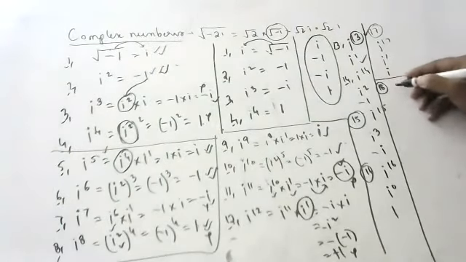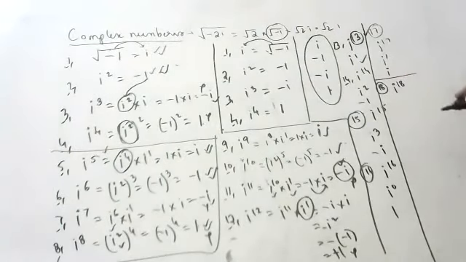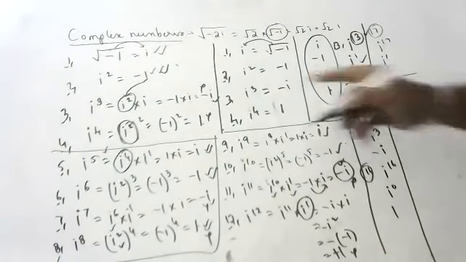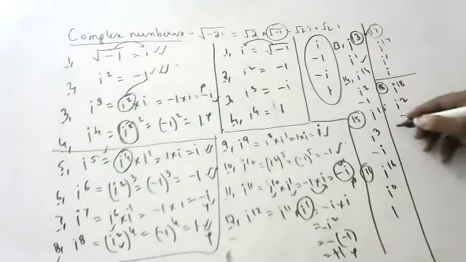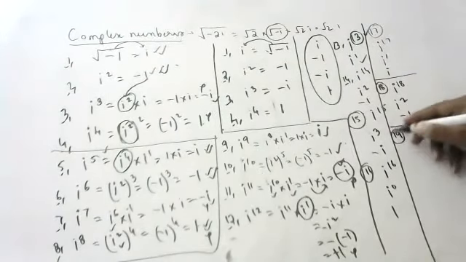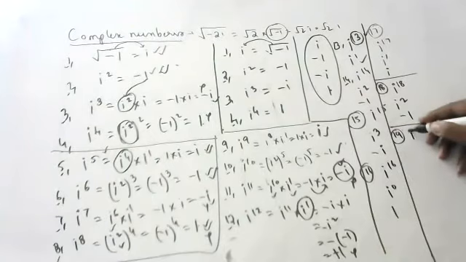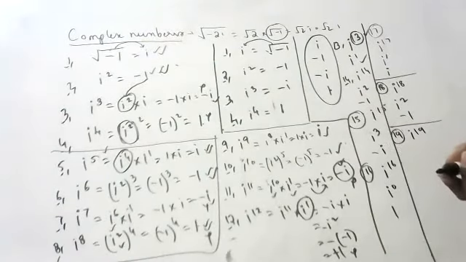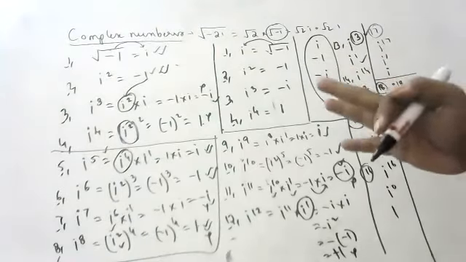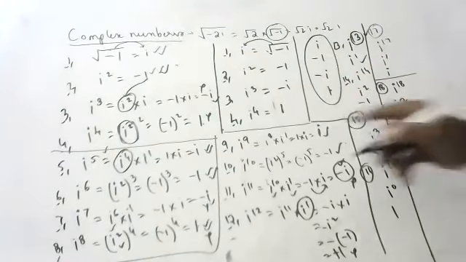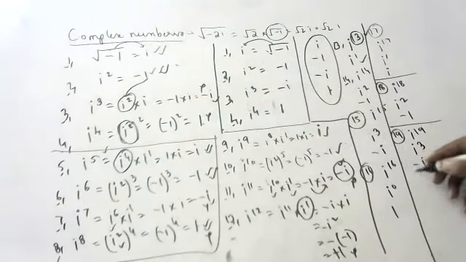Nikita, when you divide i to the power of 18 with 4, what remainder do you get? 2. What is the value of i squared? -1. Jitin, i to the power of 19, when you divide 19 with 4, what do you get? 3. i cube is how much? i cube is -i, sir.